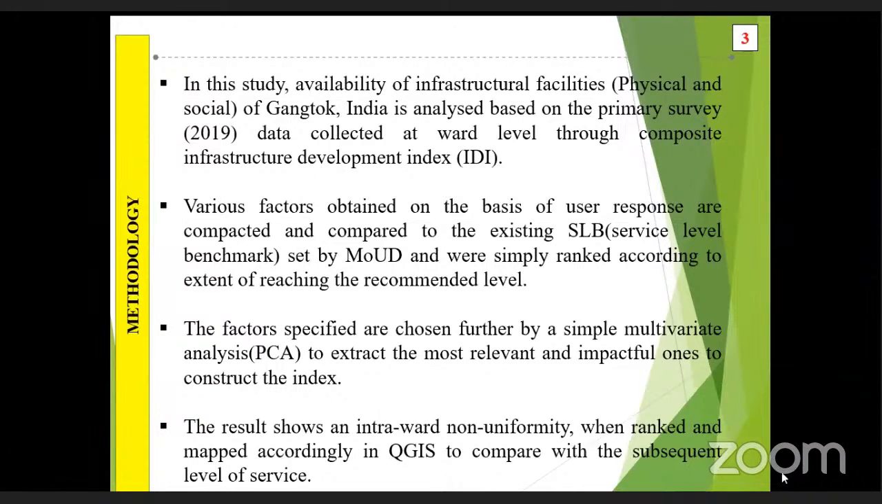The key benchmark factors for each type of physical infrastructure are then passed through a simple multivariate analysis, called PCA or principal component analysis, to choose the most relevant and impactful ones based on the consequent factor loading. The physical infrastructure development index is calculated using the most relevant key factors, further classified and mapped in QGIS at the ward level of our study area.